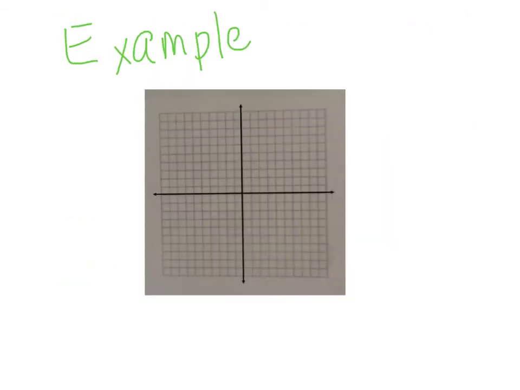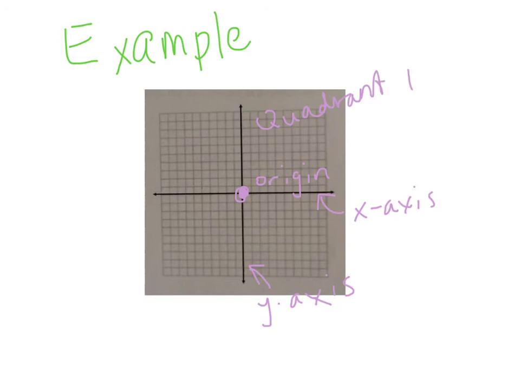Okay, so for our example, the parts that we want to label on our graph are, we want to make sure that we remember that right here is the origin. All right, we have our x-axis and our y-axis. And then our quadrants, we remember we label them with Roman numerals. We start up here, and we say this is quadrant 1. And quadrant 1 will always have a positive x value and a positive y value.